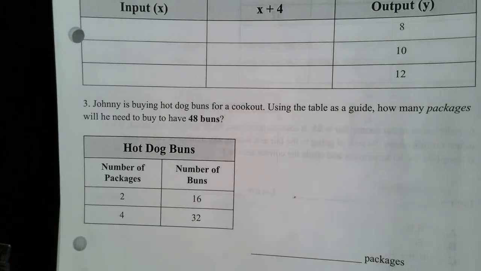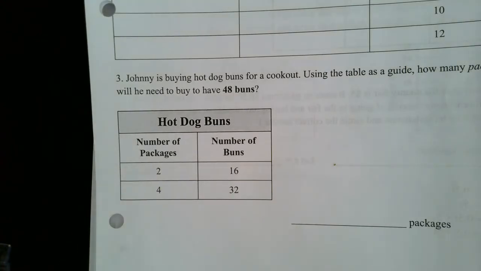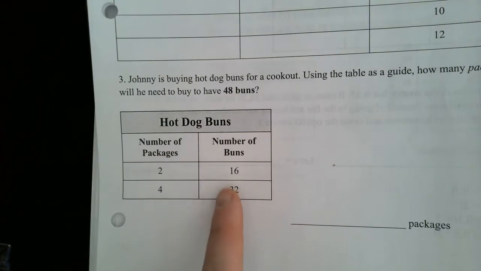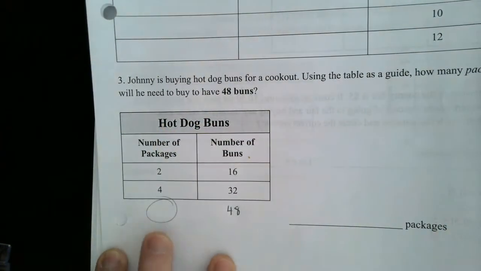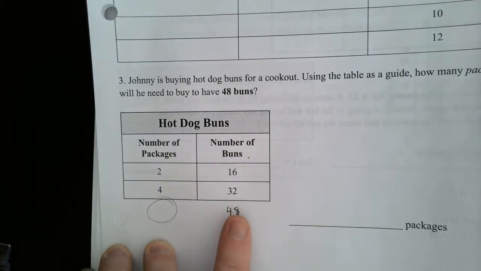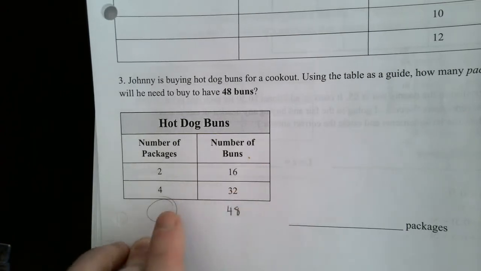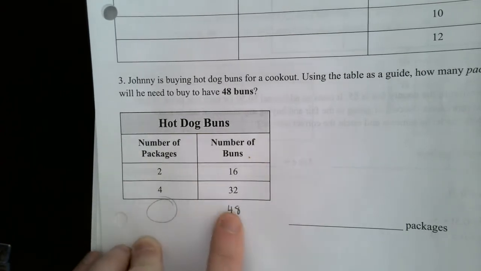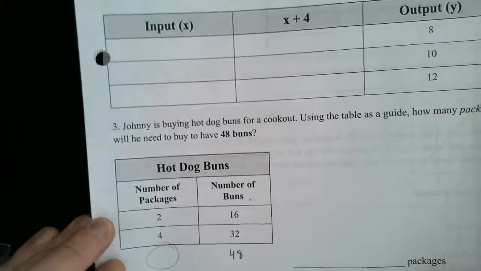For number 3, it says Johnny is buying hot dog buns for a cookout. Using the table as a guide, how many packages will he need to buy to have 48 buns? So what I would do if I were you with a table like this, 48 is not in the number of buns, but I would just put it right here. This number here is going to be what your answer is going to be. So you're trying to notice a rule here. How do we go from number of packages to buns? You're trying to figure out what number of packages you need to get to 48 buns. All right, we'll see. Let's go to the second page here.